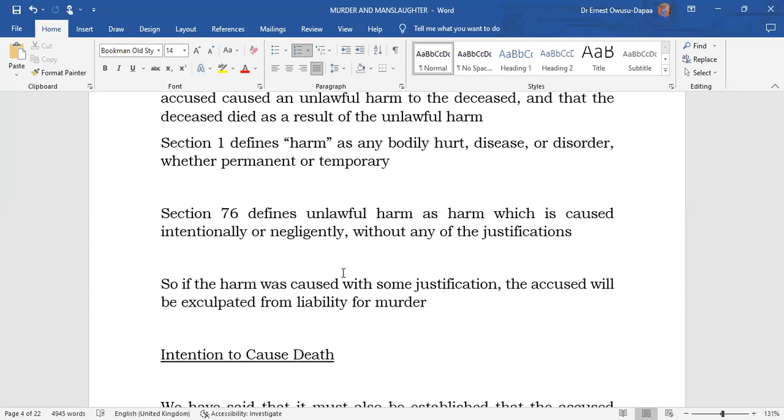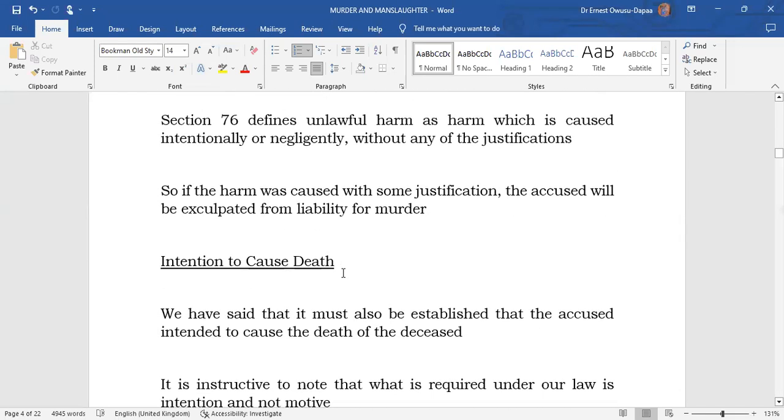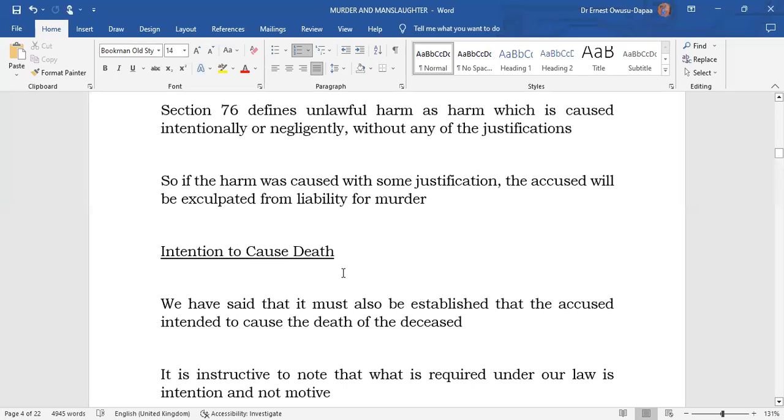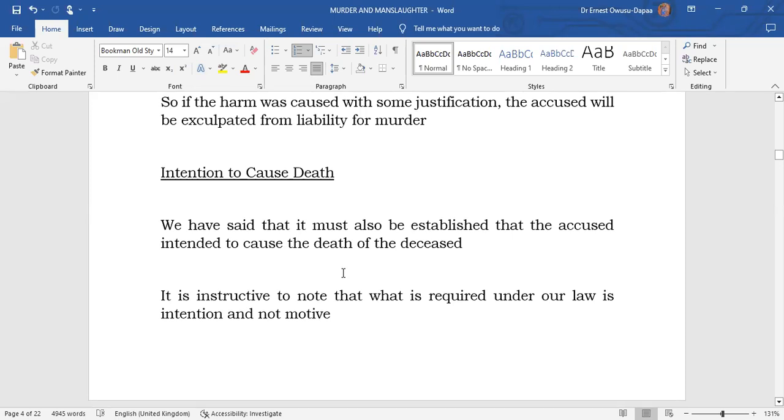For example, you cannot say that someone agreed that you should kill him, and for that matter, you have a justification. No, because our law does not support mercy killing or euthanasia. So let us keep that in mind. So if the harm, as we have indicated, was caused with any of these justifications, then there will be exculpation, or despite the fact that death has occurred, the accused person will be left off the hook.